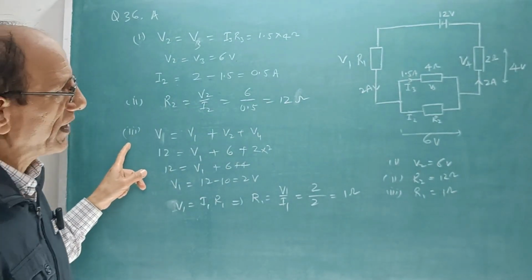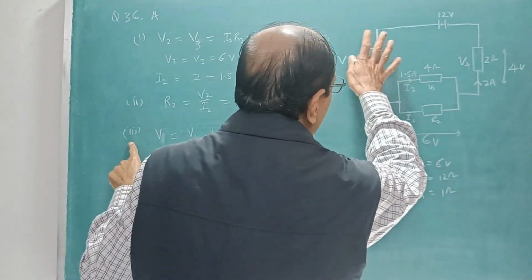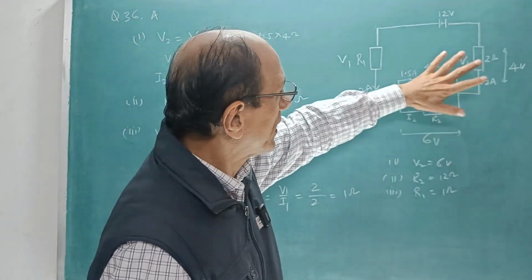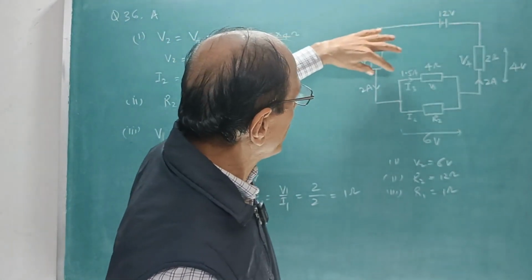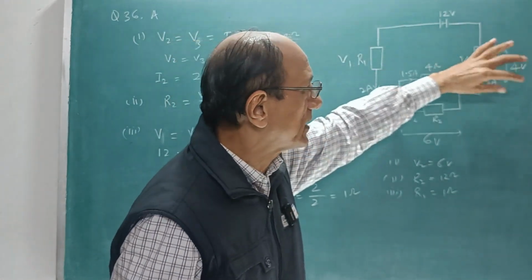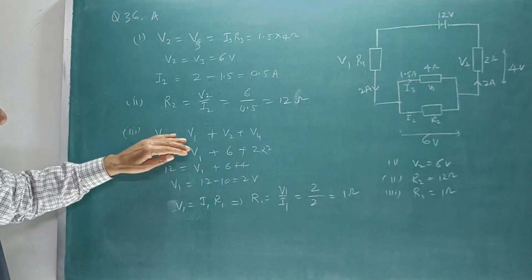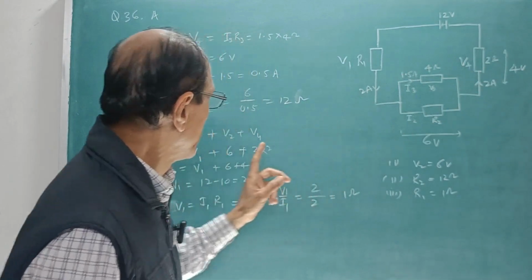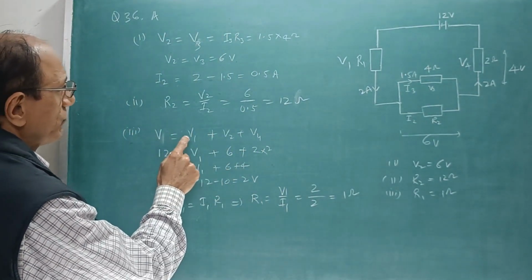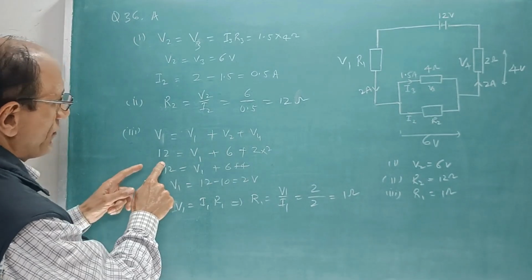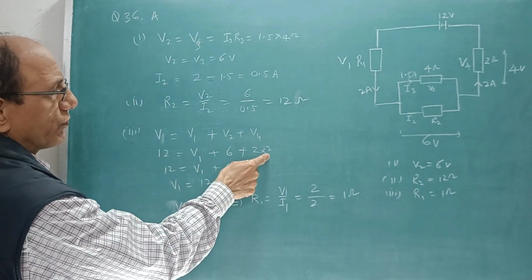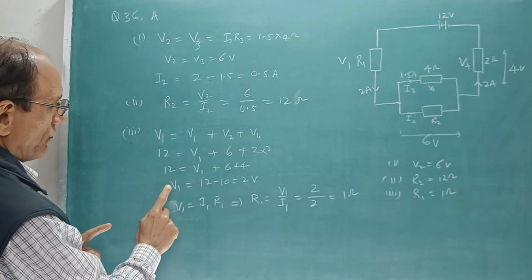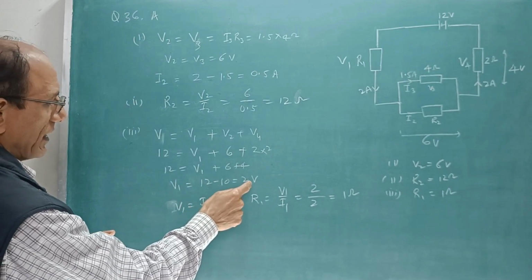Now for the third part we have to find the value of R1. Unless we find out the value of V1, we cannot find the value of R1. For that, the total voltage will be the voltage here plus voltage here plus voltage here. That means V is equal to V1 plus V2 plus V4. So 12 equals V1 plus 6 plus 2 into 2, that is 4. So 12 is equal to V1 plus 6 plus 4. So V1 is equal to 12 minus 10, that is 2 volt.